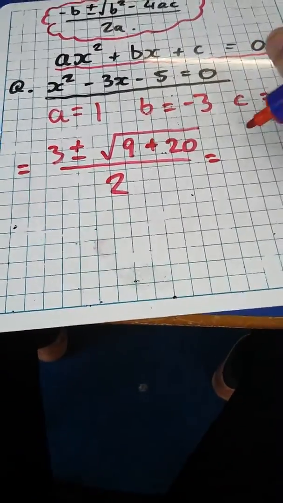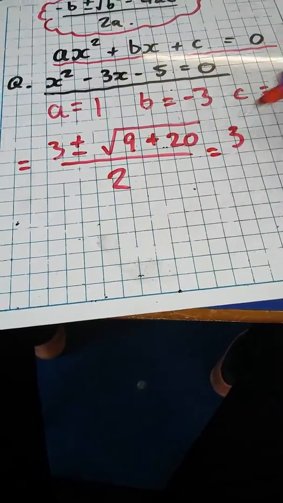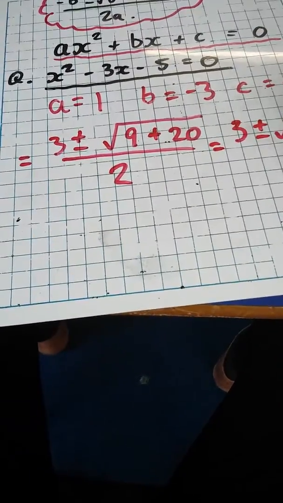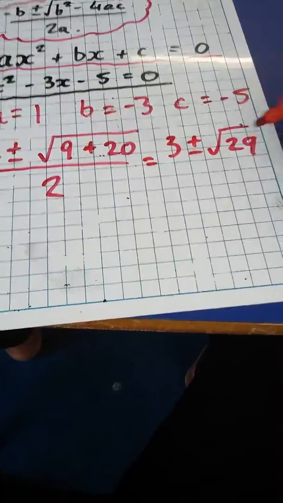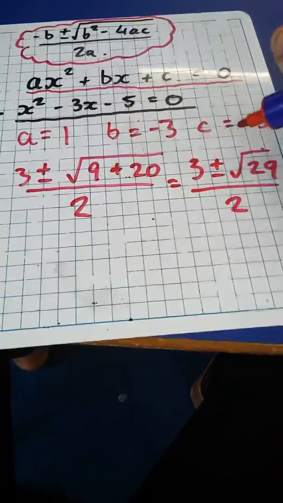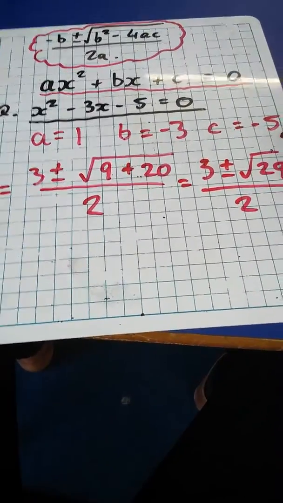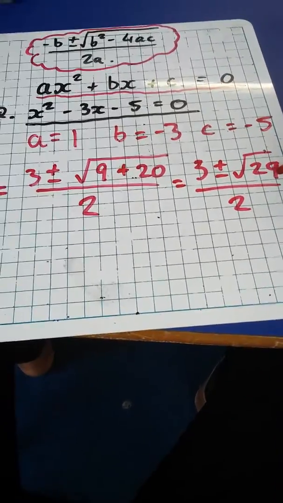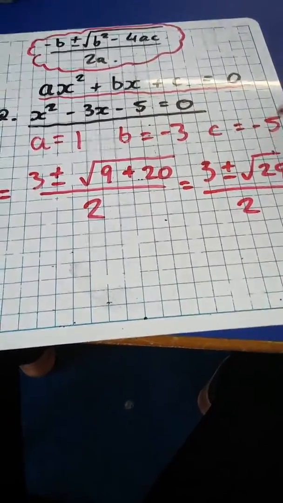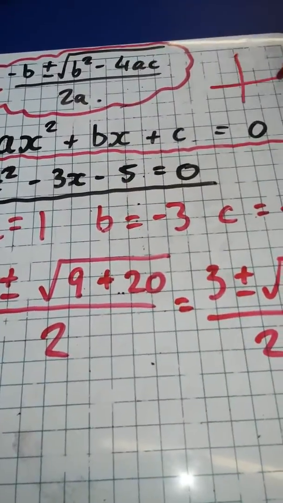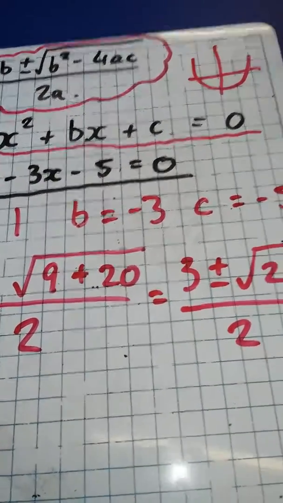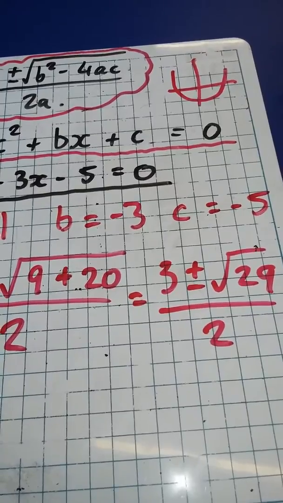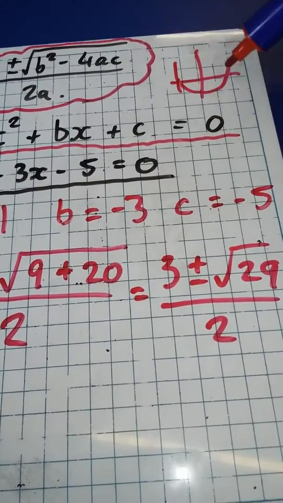Now notice here we've got 3 plus or minus the square root of 9 plus 20. So let me just simplify this one minute. It's actually going to be 3 plus or minus the square root of 29 over 2. Now the reason why we have a plus or minus is this. Most quadratics have 2 solutions. If you imagine a quadratic curve crossing the x-axis here, there's 2 solutions.